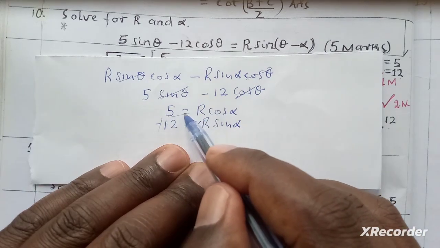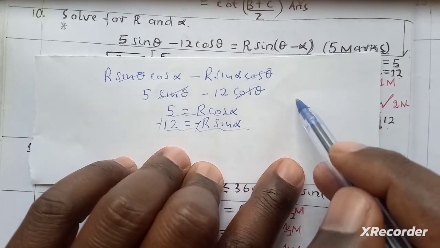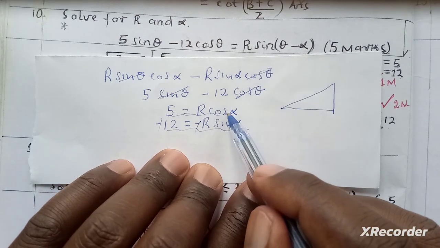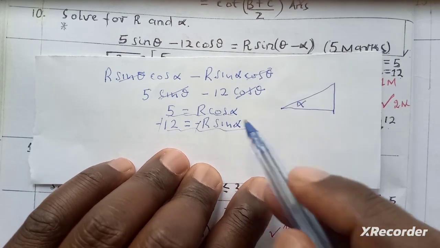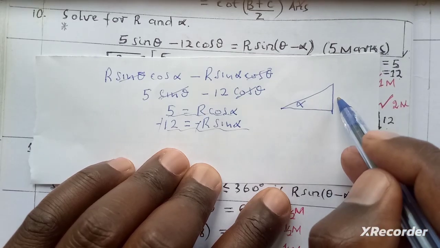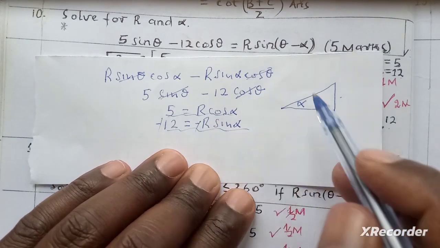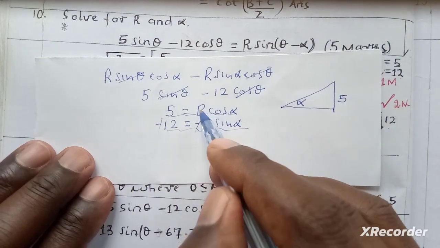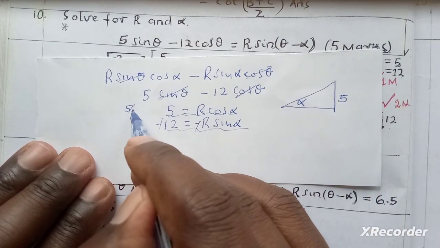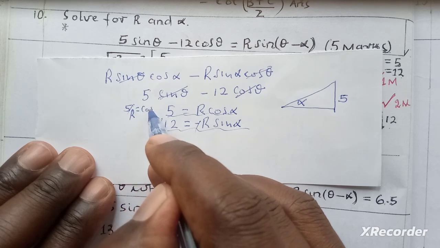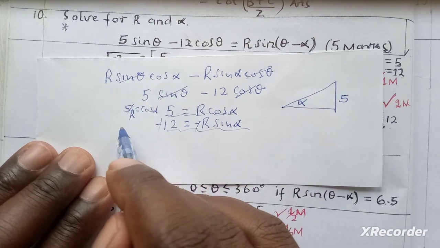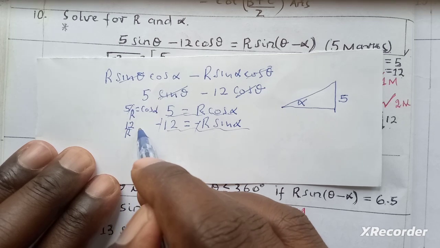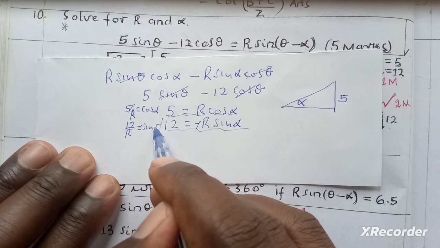So we can create a triangle using that. Here we have cos alpha. Let's say this is alpha. The opposite is going to be 5, because if you take this r, you will have 5 all over r is equal to cos alpha. And 12 all over r is equal to sine alpha.